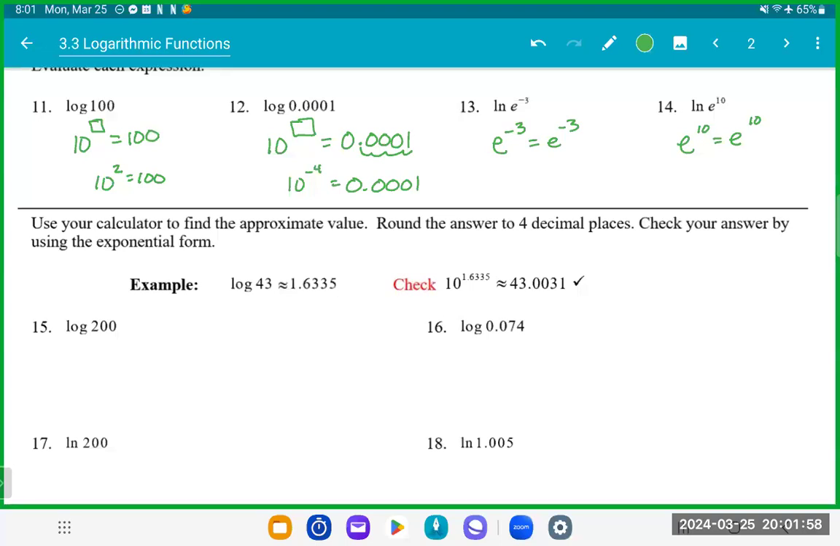Okay. So put log 200 in your calculator, you should get 2.3010. So then when you put 10 raised to the 2.3010 in your calculator, you get 199.986, which is a pretty close approximation of 200.